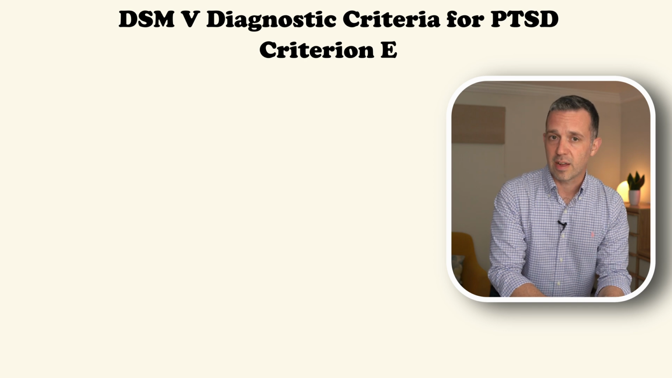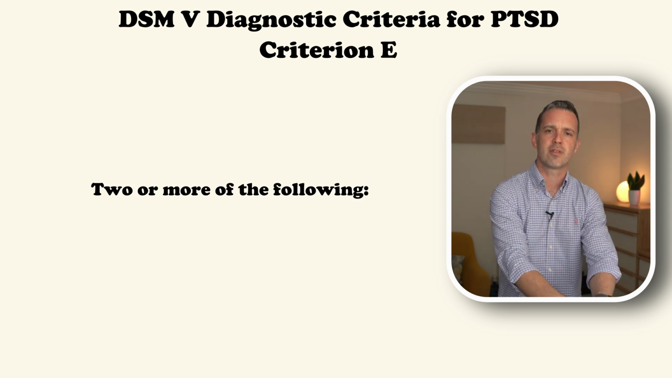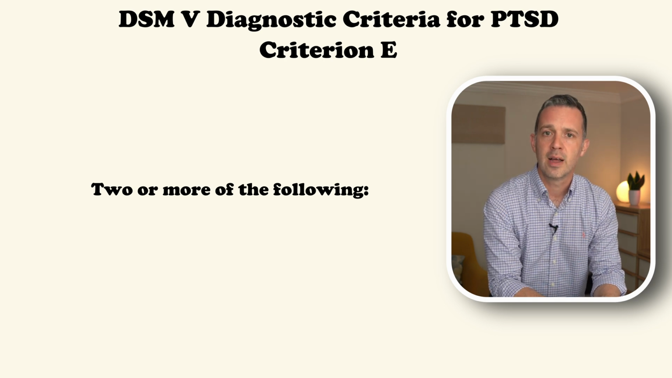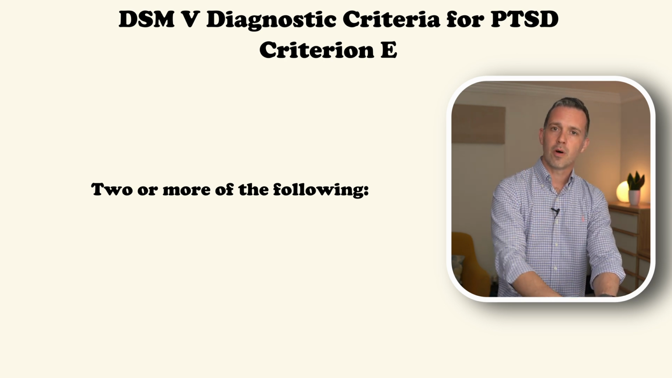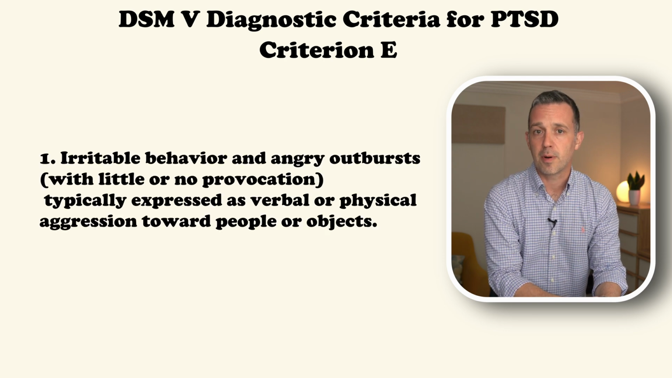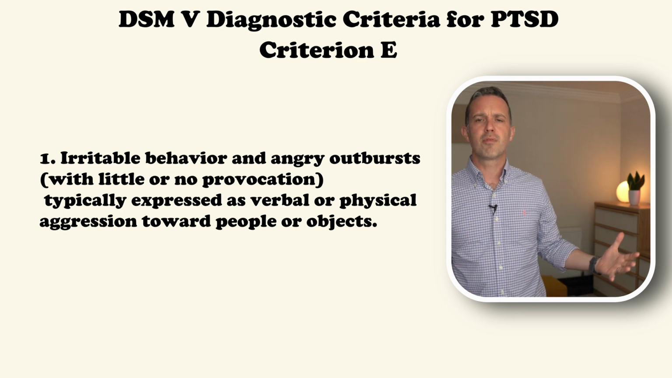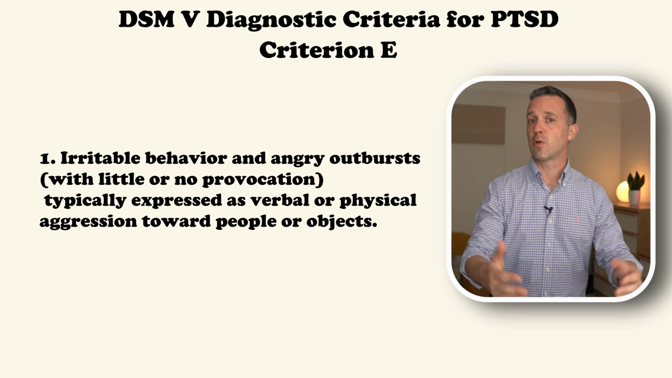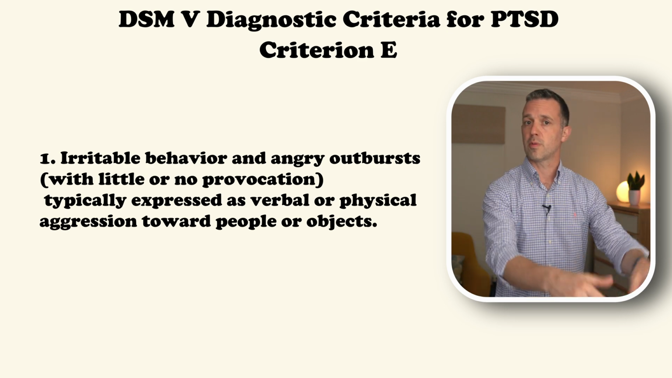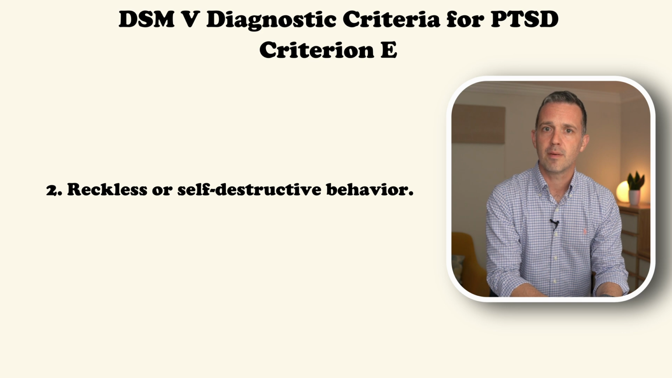Criterion E then looks at alterations in arousal or reactivity, and sometimes we describe this as hyperarousal. And again, you need 2 of the following: irritable behavior and angry outbursts with little or no provocation. And this is typically expressed as verbal or physical aggression towards people or towards objects. Reckless or self-destructive behaviour.